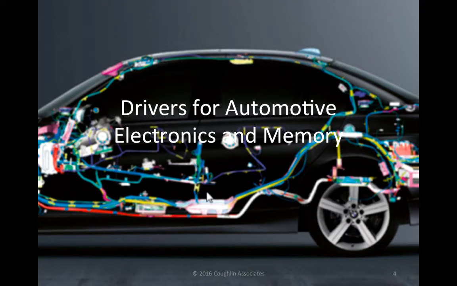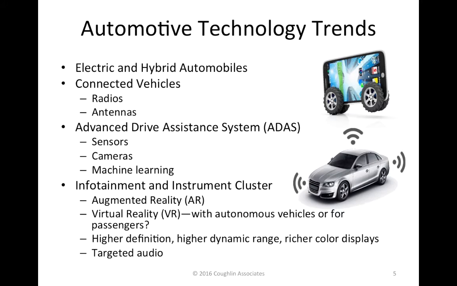First, let's talk about the drivers for automotive electronics and memory. There are many trends going on that are driving automotive technology. These include the move to electric and hybrid automobiles, connected vehicles where they have various radios that can communicate, and that requires, again, radios and antennas, but they can communicate for navigation information, but also for car-to-car communication and car-to-localized services and even into the internet.